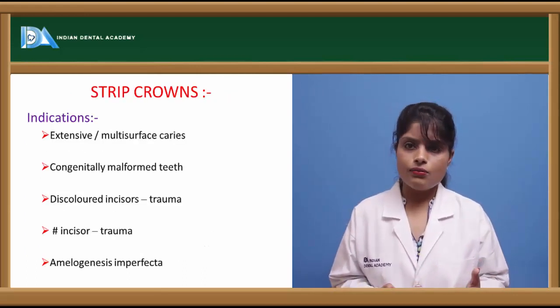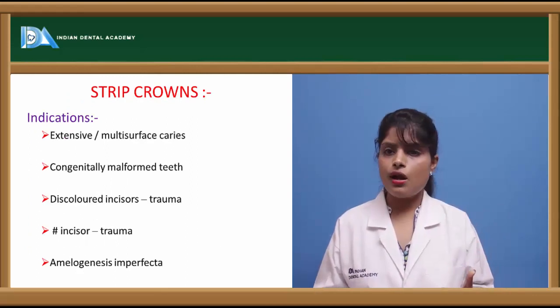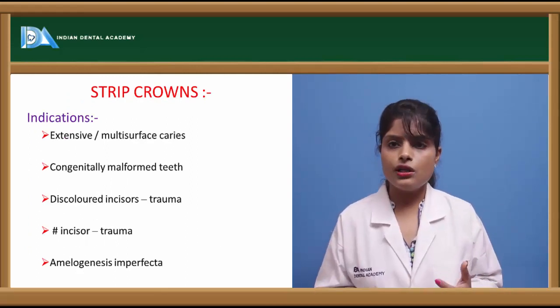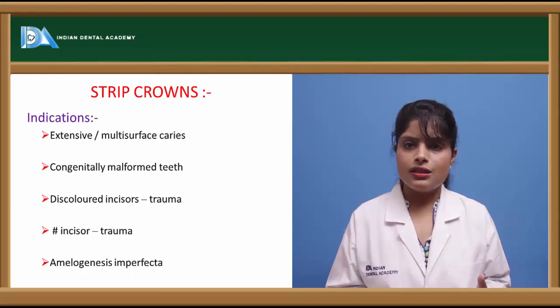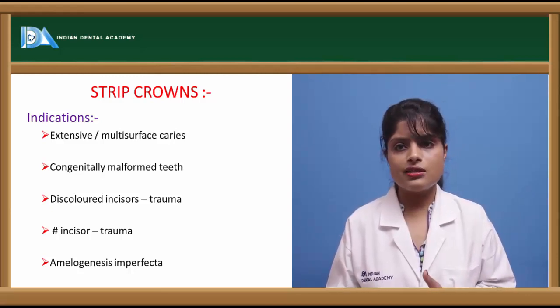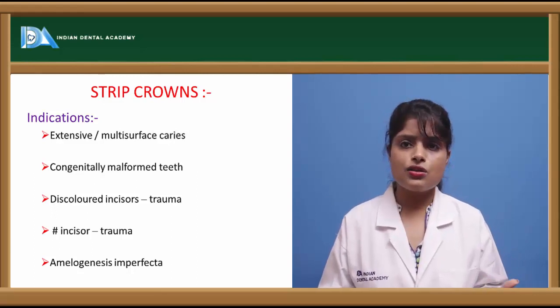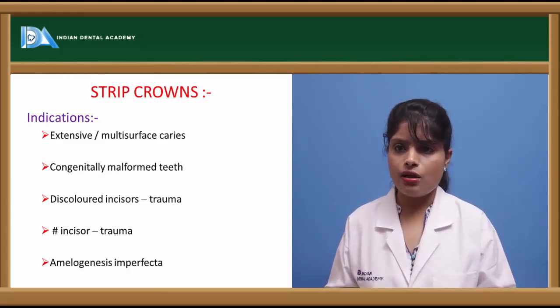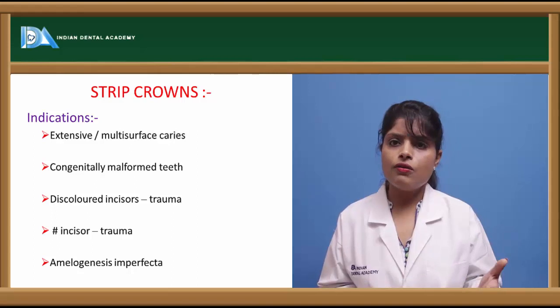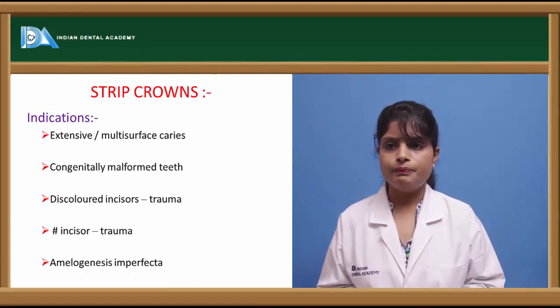Now let us come to the strip crowns. Strip crowns are aesthetic crowns which are used in the anterior teeth in the case of severely mutilated teeth, hypoplastic teeth, discolored teeth, in the cases of amelogenesis imperfecta, or in the case of pulpectomized teeth.